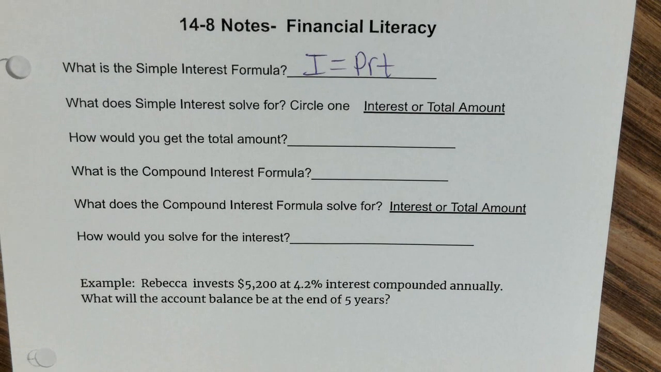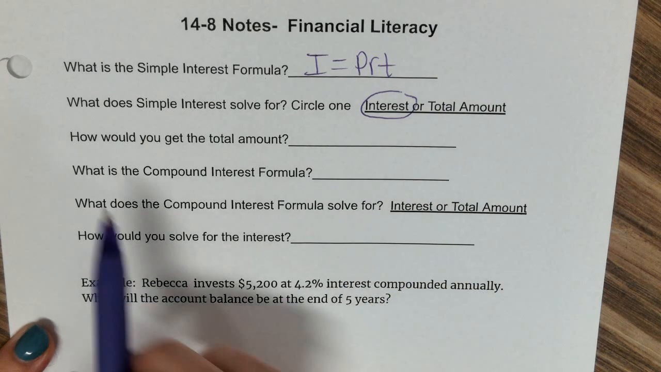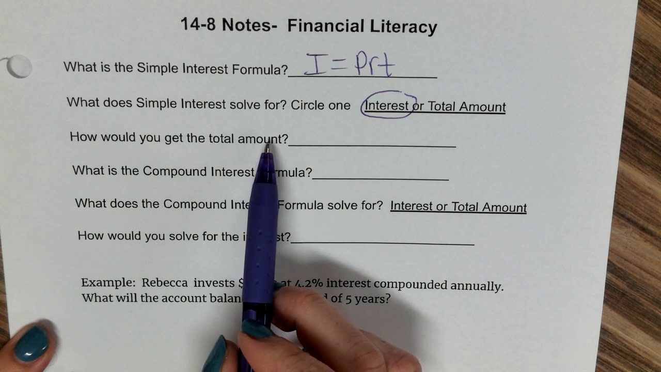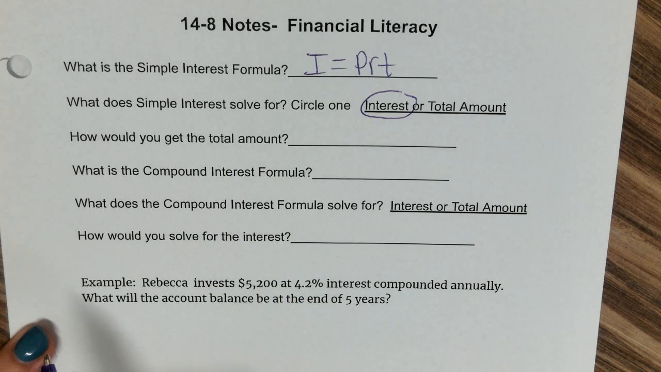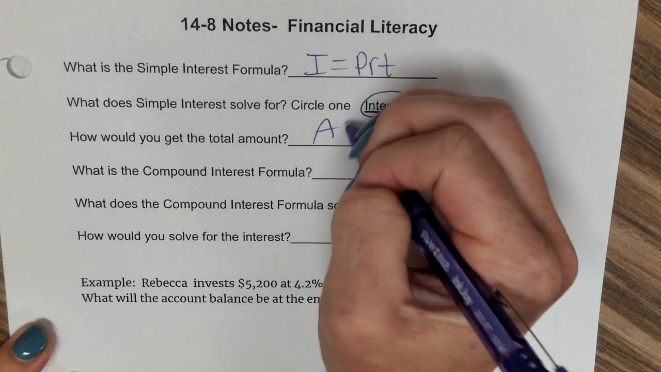What does this formula solve for? Interest. It solves for the interest. How would you get the total? We write it down every day on our star chart. We add.